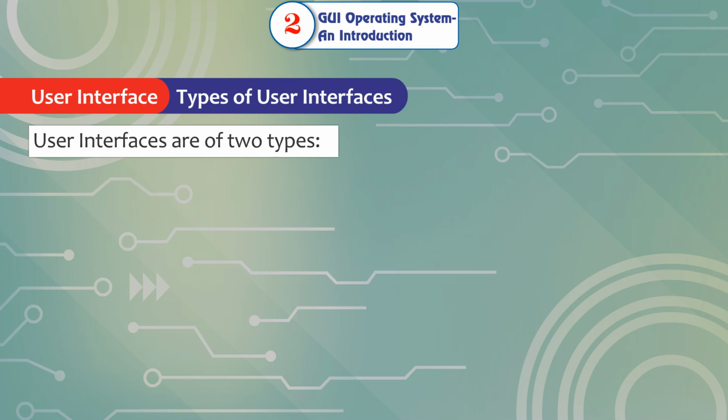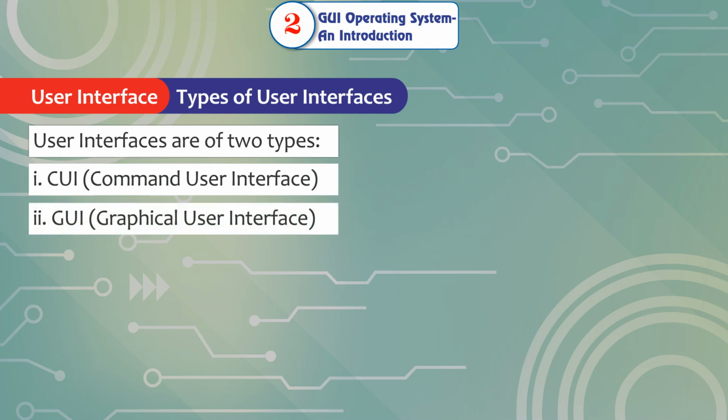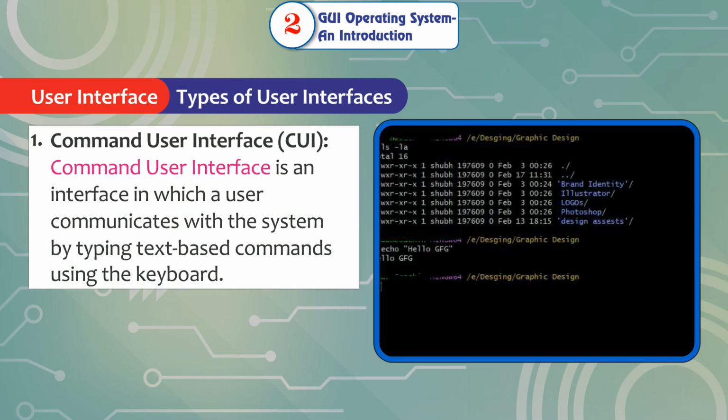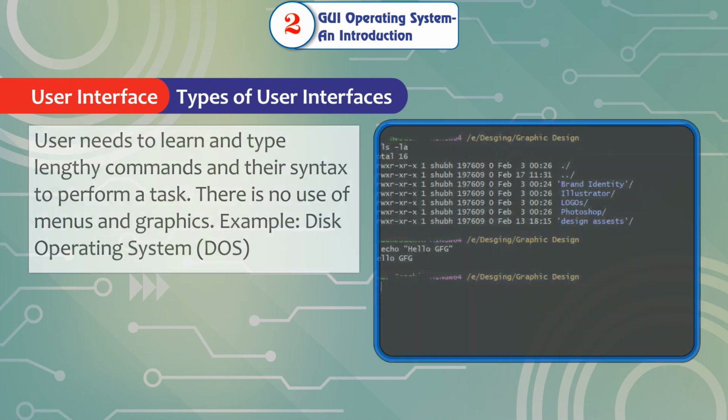Types of user interfaces. User interfaces are of two types: 1. CUI, Command User Interface. 2. GUI, Graphical User Interface. Command User Interface, CUI, is an interface in which a user communicates with the system by typing text-based commands using the keyboard. The user needs to learn and type lengthy commands and their syntax to perform a task. There is no use of menus and graphics. Example: Disk Operating System, DOS.